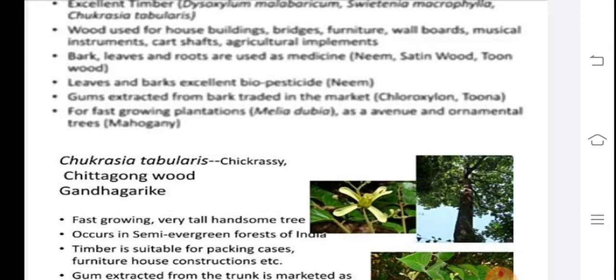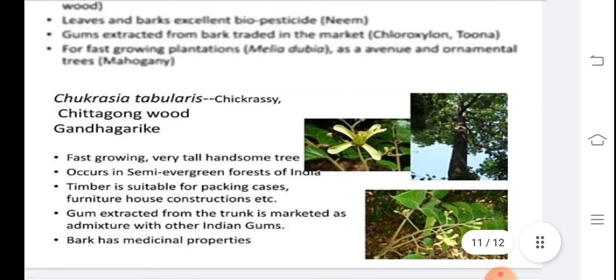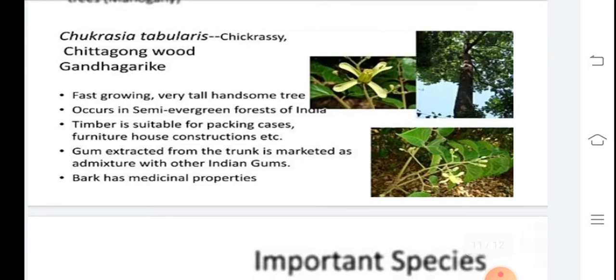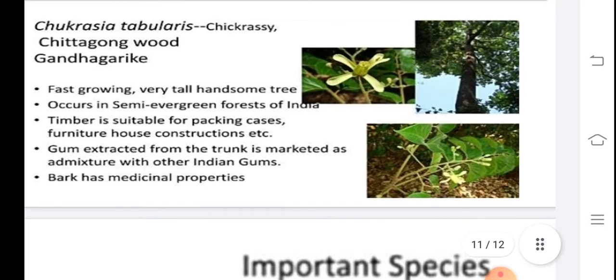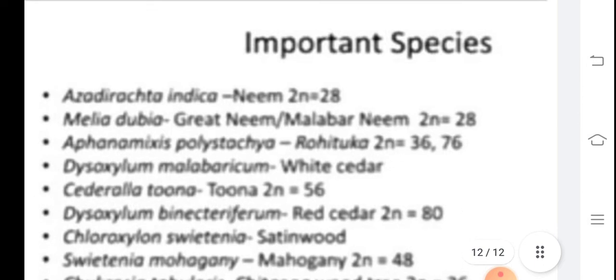I think we know the Dashaparni. In Dashaparni the main part is neem. Then Chukrasia tabularis is one good species. You see how the tree is and its parts. It is a fast growing handsome tree, semi-evergreen in the forests of India. The gum is generally used as Indian gum because it also has medicinal properties.